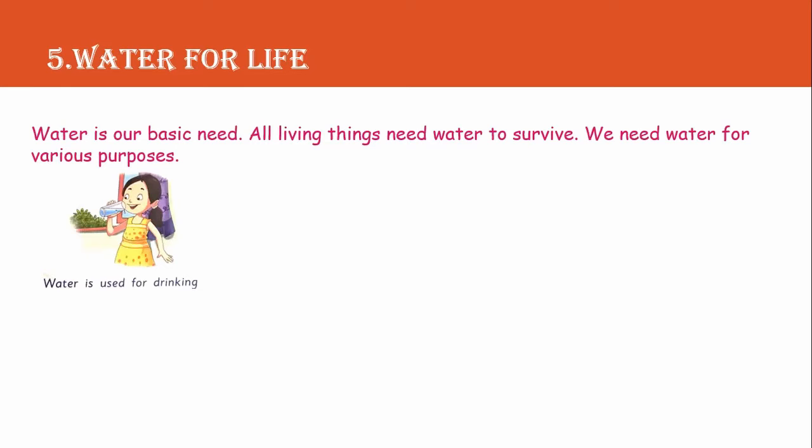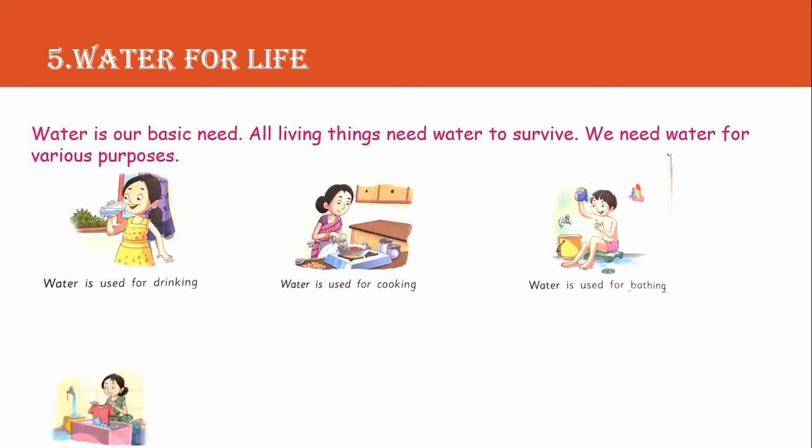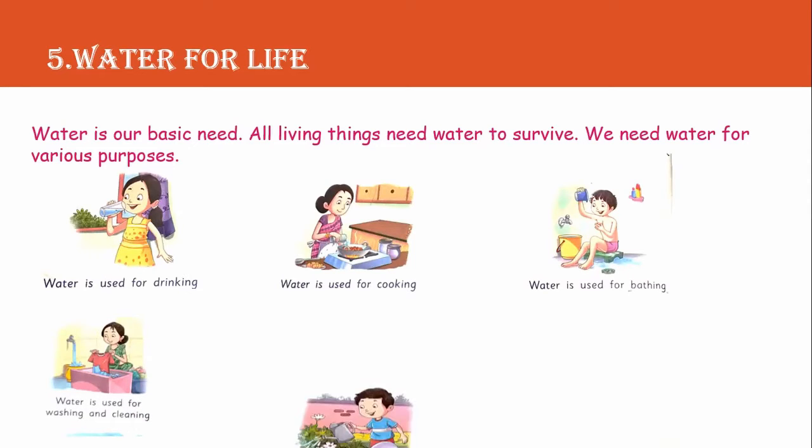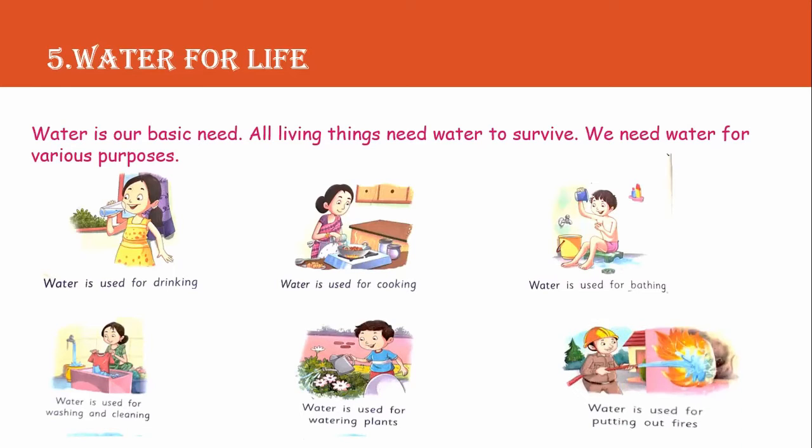Water is used for drinking. Water is used for cooking. Water is used for bathing. Water is used for washing and cleaning. Water is used for watering plants. Plants cannot survive without water. Water is used for putting out fires. So these are the various activities for which we need water.